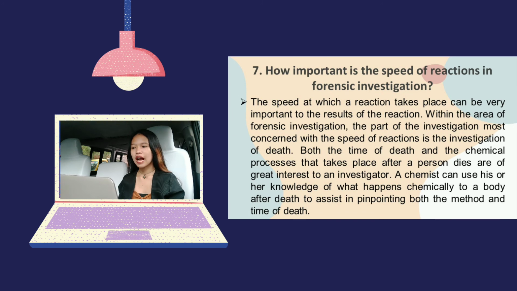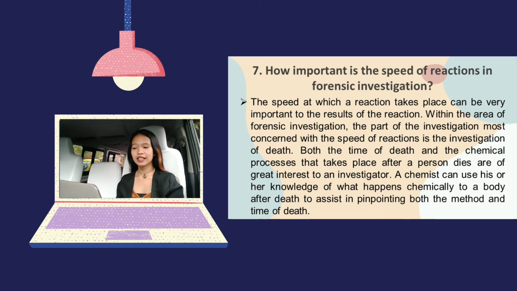Question number 7. How important is the speed of reactions in forensic investigation? The speed at which a reaction takes place can be very important to the results of the reaction. Within the area of forensic investigation, the part of the investigation most concerned with the speed of reactions is the investigation of death. Both the time of death and the chemical processes that take place after a person dies are of great interest to an investigator. A chemist can use his or her knowledge of what happens chemically to a body after a death to assist in pinpointing both the method and time of death.